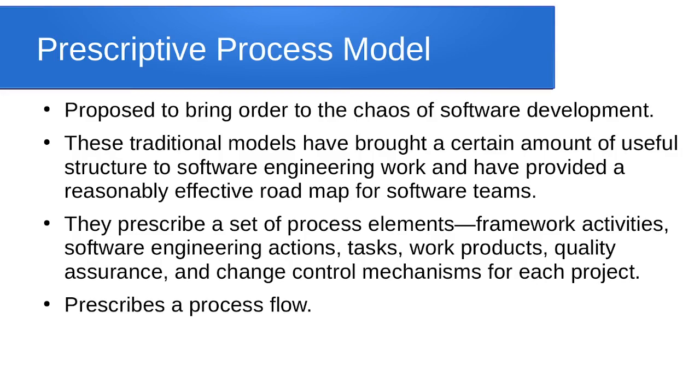So these are traditional models that have been given to us by experienced software engineers, certain ways of developing software. These are a set of process elements which are already prescribed: in this kind of model, what the framework activities should be, what the actions and tasks should be, and how quality will be assured. All these things are prescribed. So in a way, you can understand that this also prescribes a process flow.